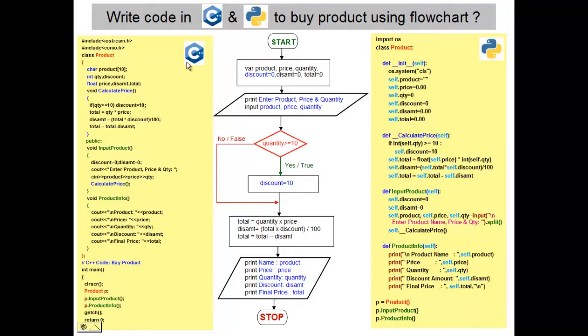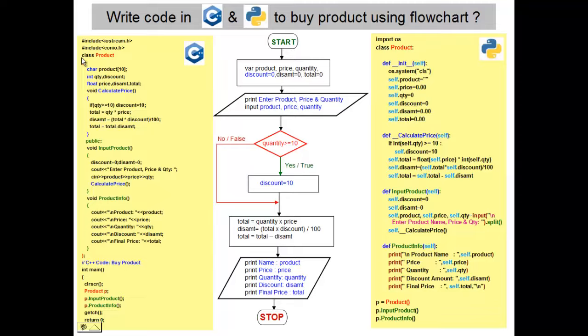Now this code, how we will write it in Python. Okay. So both have similarity because both are object oriented languages. So here this time, where I included iostream and conio.h, here the statement is import os. Okay. So this file I have imported here.